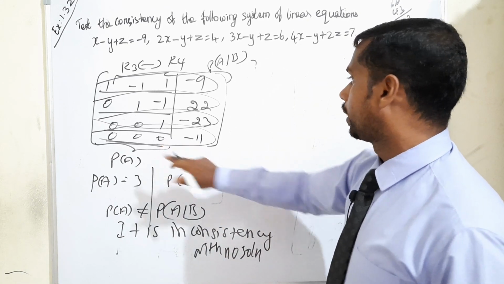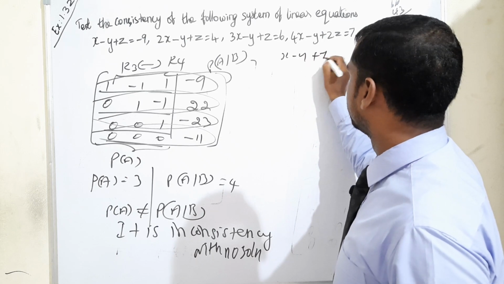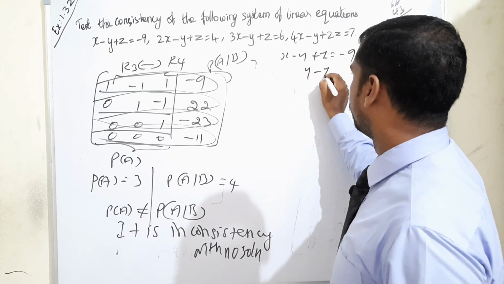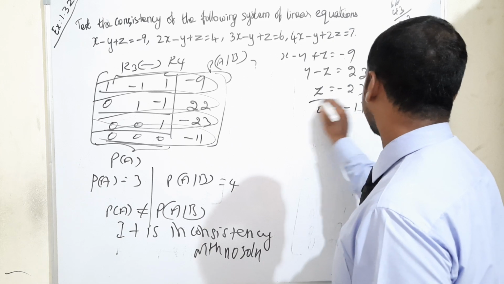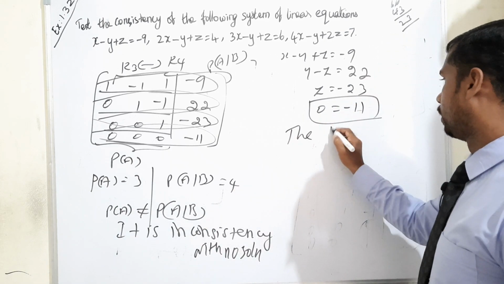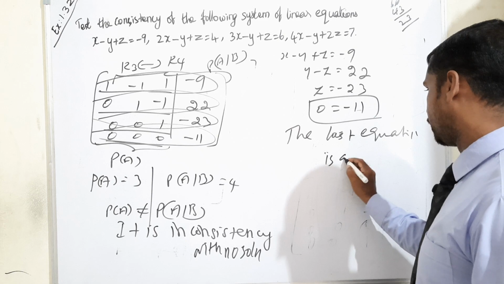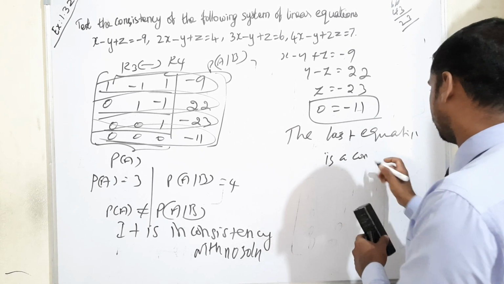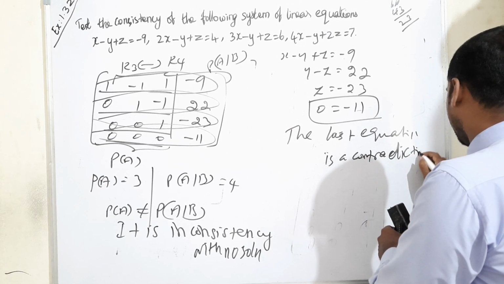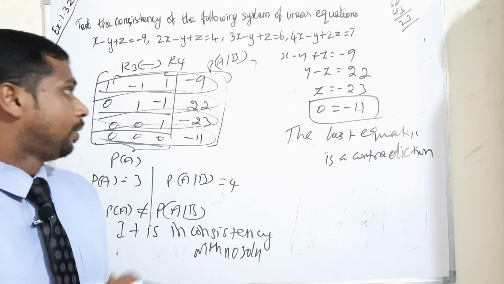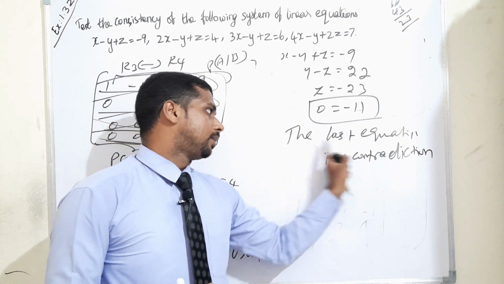Equating now, what will happen? Order-wise, the first equation: x minus y plus z is equal to minus 9. Next one, y minus z is equal to positive 22. Third one, z is equal to minus 23. Last one, 0 is equal to minus 11. See, this last equation is a contradiction. This type of result is not possible. It's not a solution, it's not a correct value. 0 is equal to minus 11. So we are writing that the last equation is a contradiction.